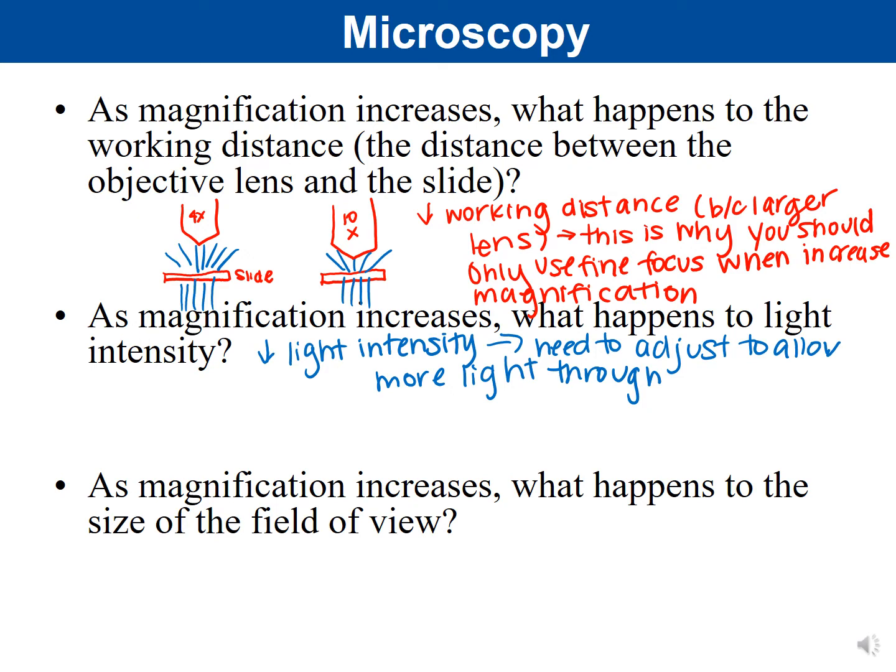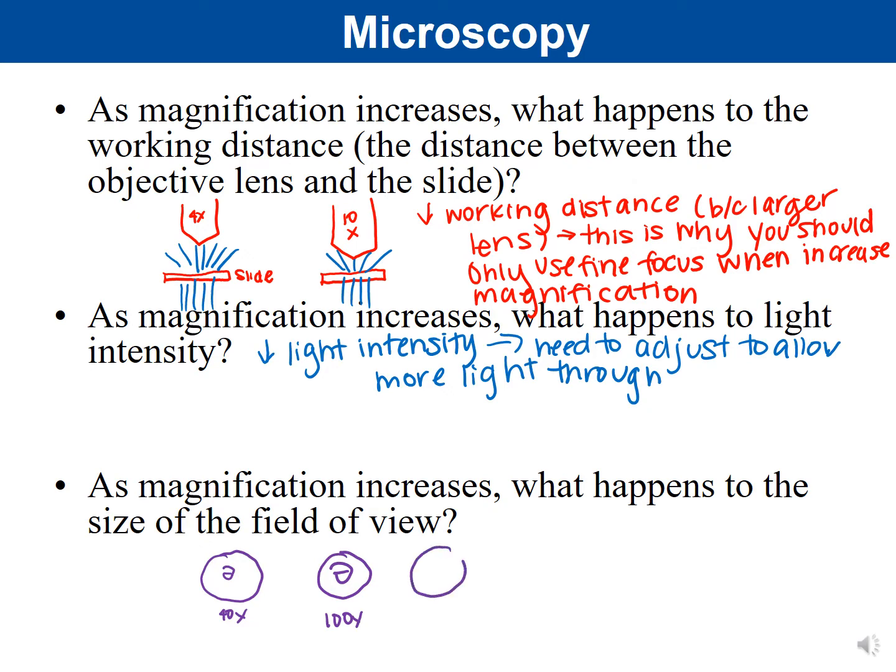And then the last question on here asks, as magnification increases, what happens to the size of the field of view? And so what that refers to is if I'm looking at my slide, and I'm looking at my field of view, when I look at my letter E, and let's say that this is at 40x total magnification, when I go to 100x, my letter E is going to take up a much greater view.